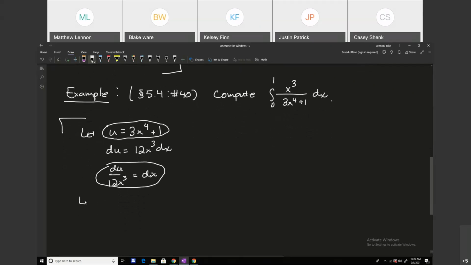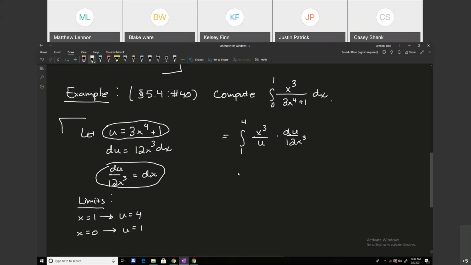So the limits, we have x equals 1. So that's going to be 3 times 1 to the 4th plus 1, which is 3 plus 1. So that becomes u equals 4. And then we have x equals 0. And that becomes u equals 0 plus 1, which is 1. So our integral becomes the integral from 1 to 4 of x cubed over u times du over 12x cubed.